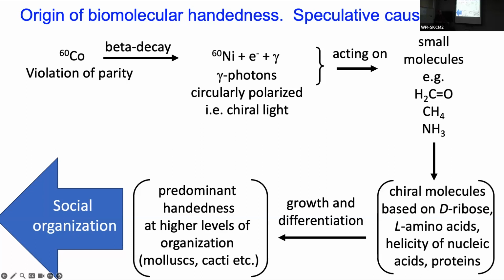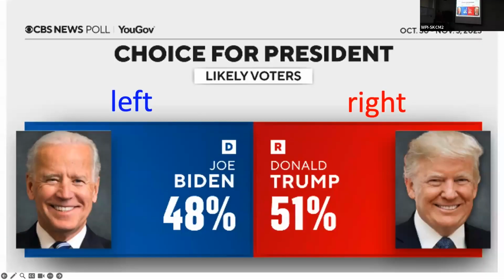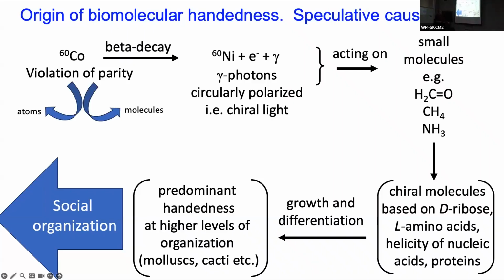And then through growth and differentiation, we end up with mollusks or cacti that spiral in one direction or another. And then ultimately, this leads to some kind of social organization where we have left and right. All roads lead somehow back to Mr. Trump.